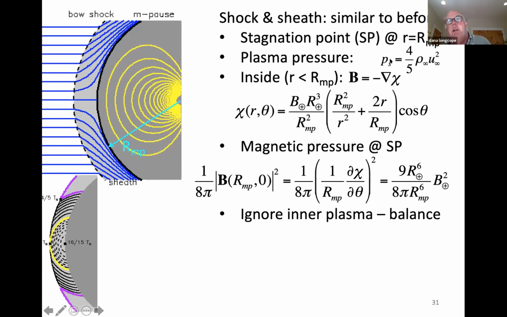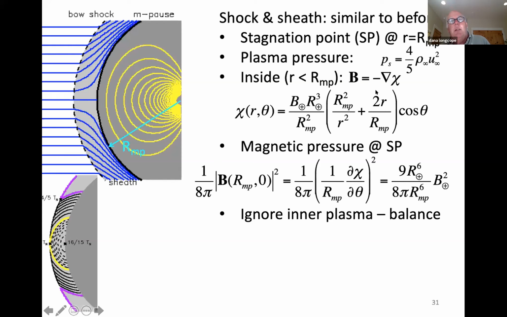And for the solar wind pressure, we basically take the ram pressure, and then this 4/5 comes out from doing all that math we just did. 4/5 of the ram pressure is what the stagnation pressure at the tip is going to be. That has to equal B squared over 8 pi. That tells us the magnetic pressure that has to balance it.